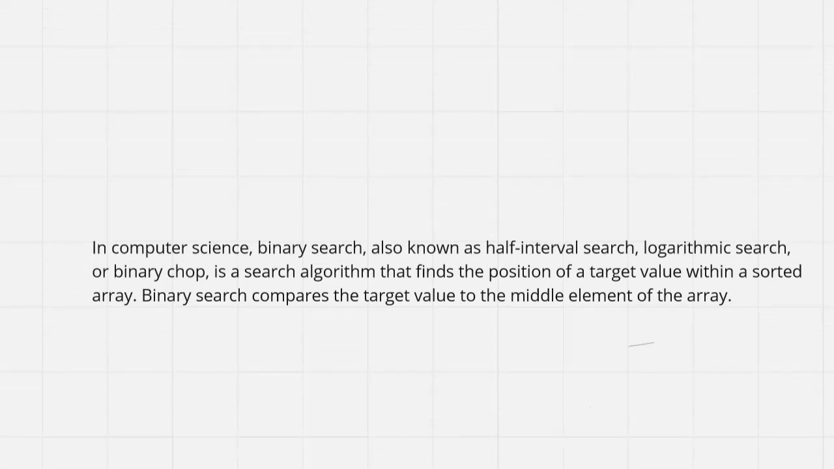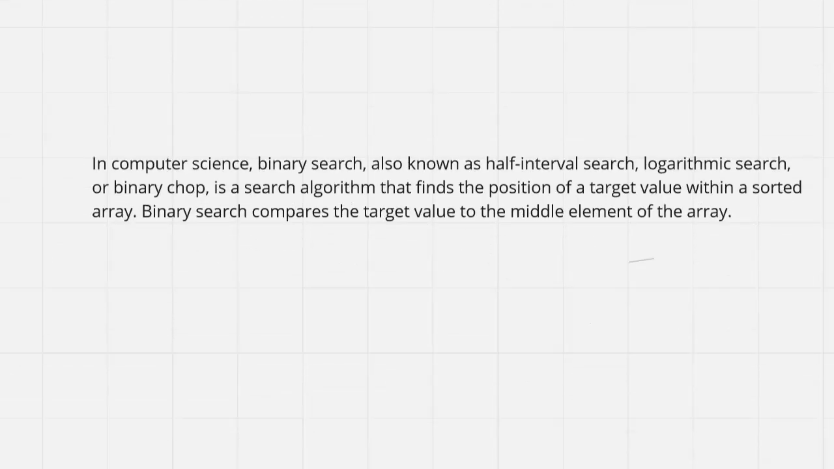So in computer science, the binary search algorithm is basically an algorithm that uses what we call the divide and conquer principle. It will divide an array into two and then get its midpoint. Then it will take the contents of the midpoint of the array and compare it with the target value.